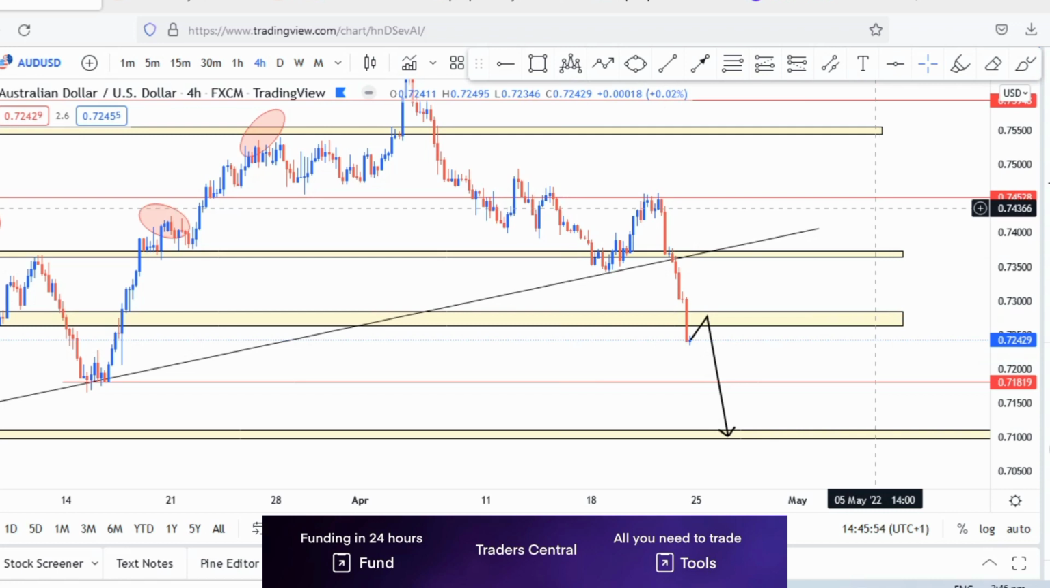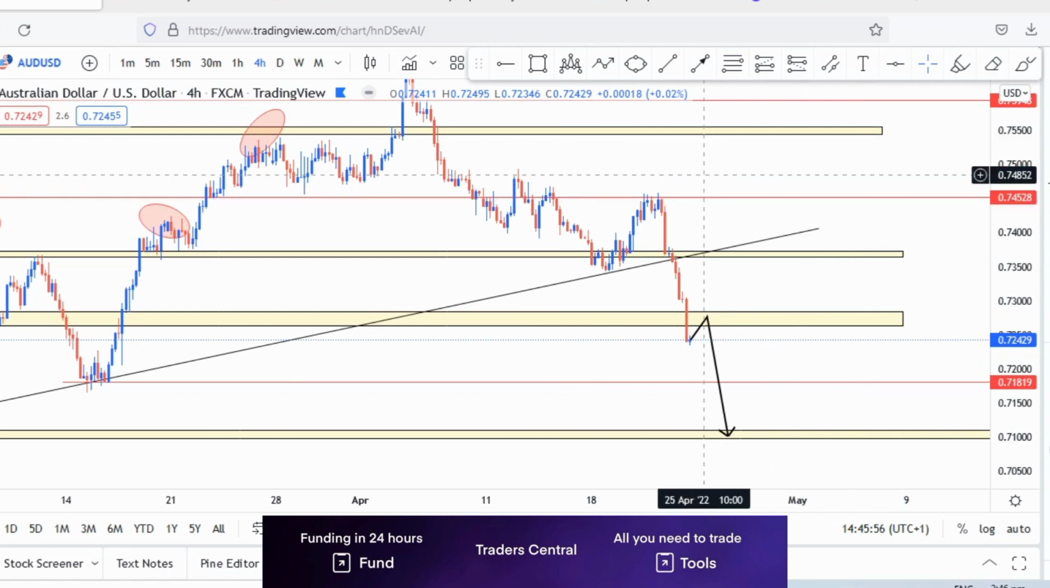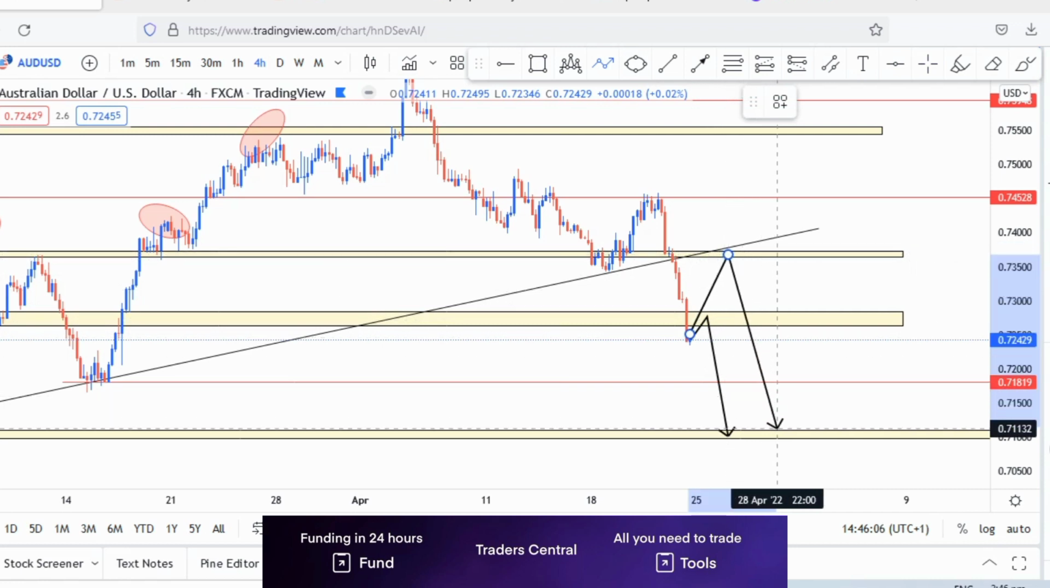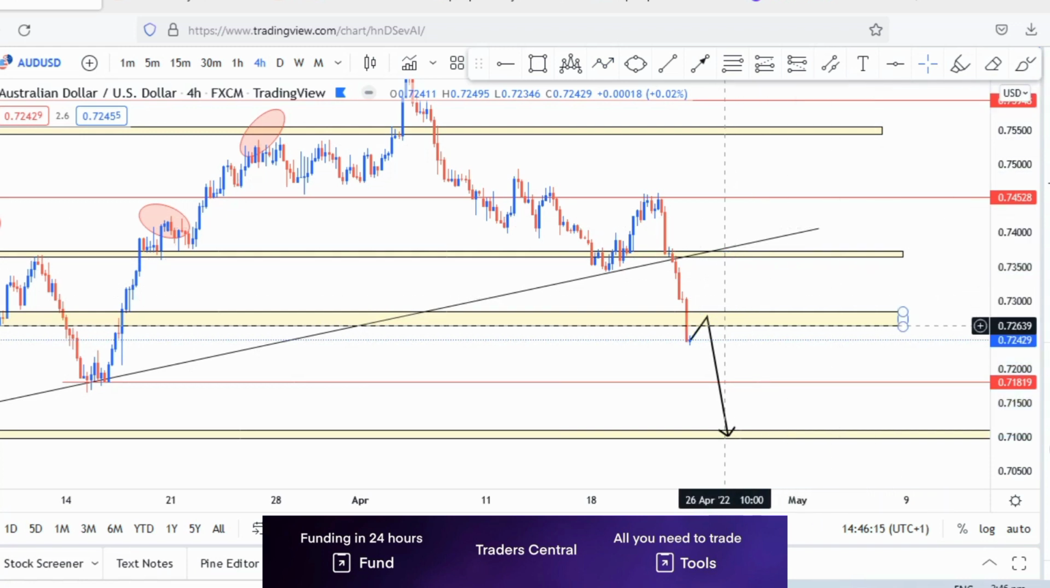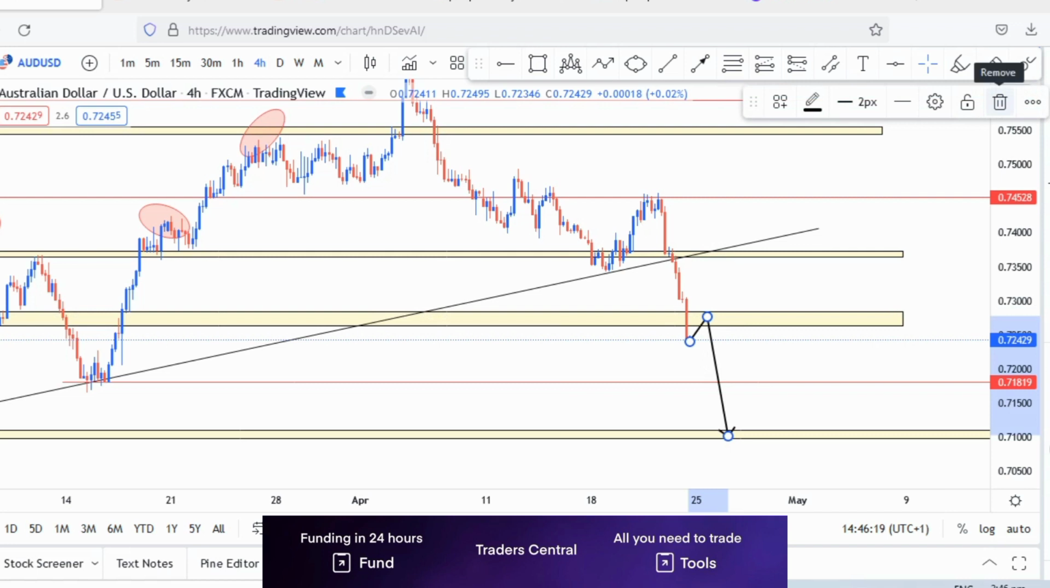I've also noticed something as well, that it's possible that price could reverse from here all the way back to this trend line or resistance area before falling. And if that happens, then it's also a good opportunity for us to capitalize on the down move. But generally speaking, like I said, I will be selling Aussie USD, but it's just to look for good opportunities to enter the market.